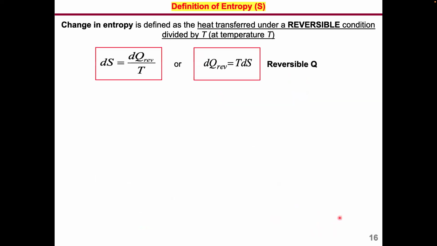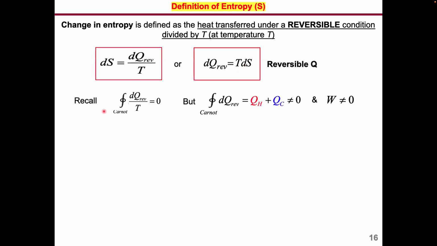Now this is how we define entropy. The definition of entropy is basically this equation: dS, where S is entropy, is equal to dq divided by T. But note that this q has to be the heat exchange or transfer under a reversible condition. So changing entropy is defined as the heat transfer under a reversible condition divided by T, where T is the system temperature. So dS is equal to dq reversible divided by T. You can also rearrange: dq reversible is equal to T times dS.